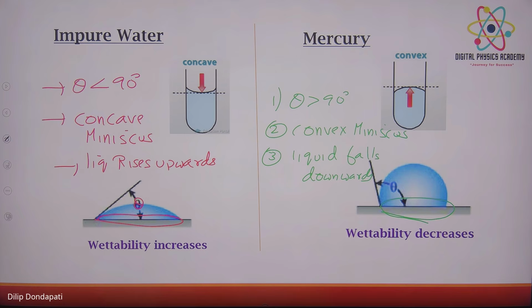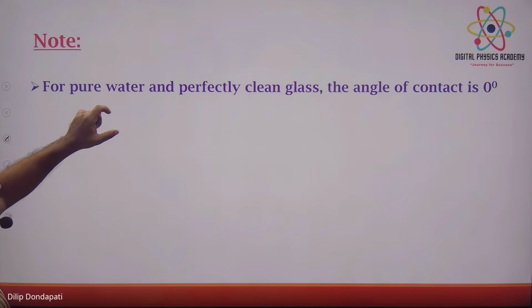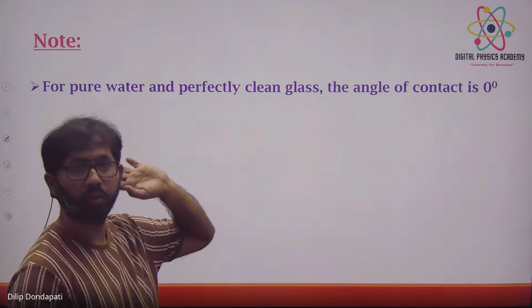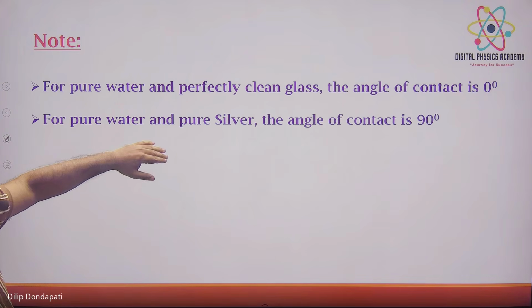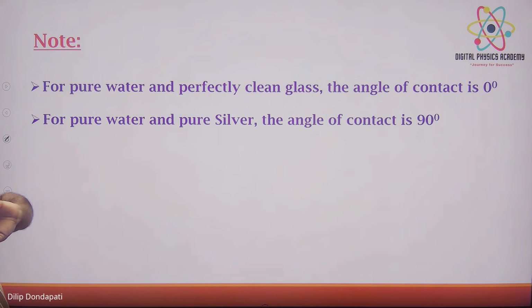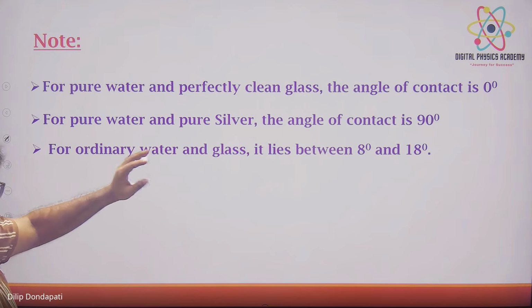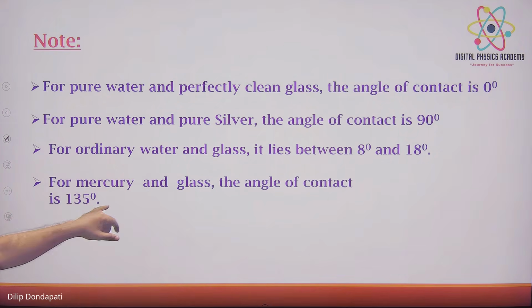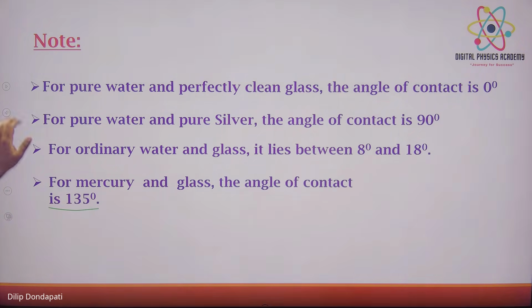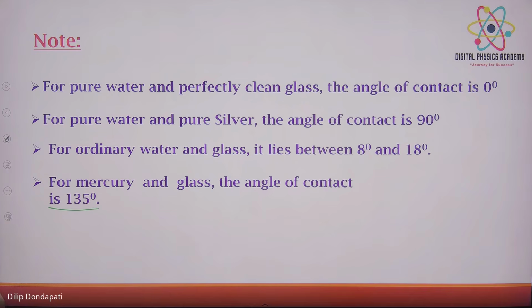Done? Yeah, sir. So write some important points. For pure water and perfectly clean glass, the angle of contact is 0. Even if it just says pure water, use angle of contact 0. For pure water and pure silver, the angle of contact is 90 degrees. For ordinary water and glass, it lies between 8 and 18 degrees. And for mercury and glass, the angle of contact is 135 degrees.